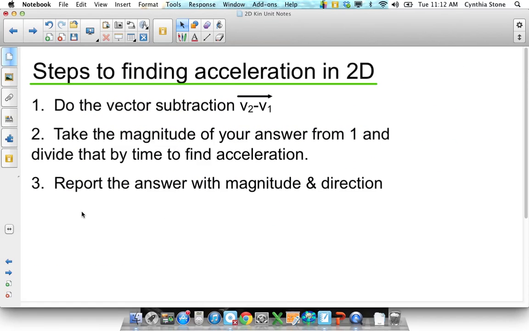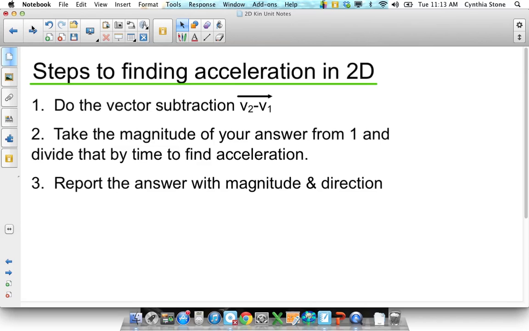And that would be it. So that's just what I have written down here. When you do your dividing, you don't divide anything related to the direction by time, you just take the magnitude of v2 minus v1 and divide it by the time.